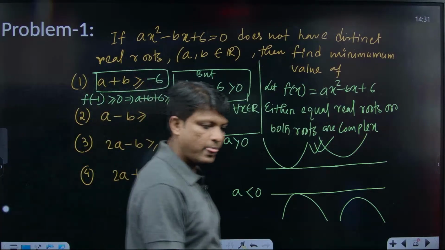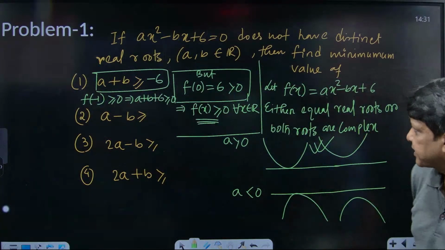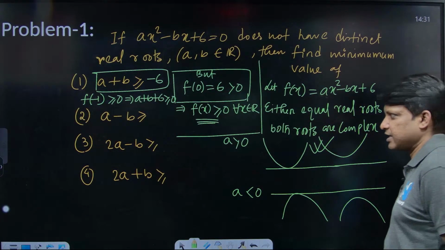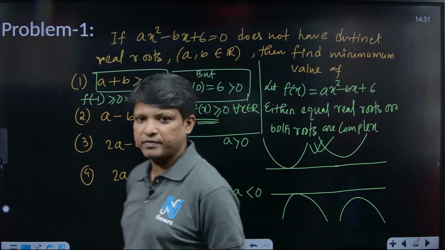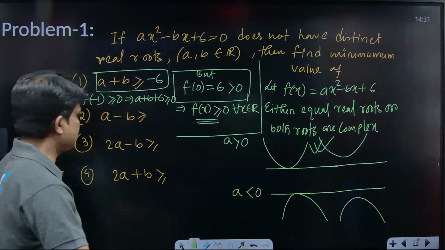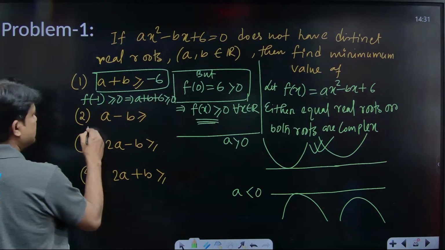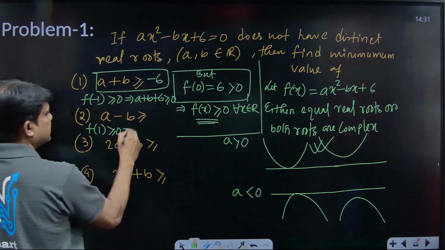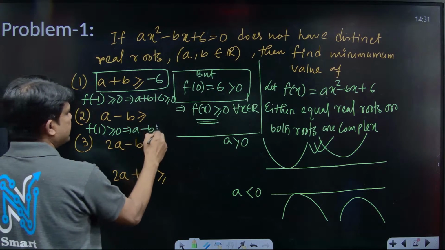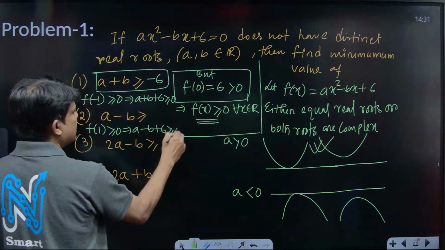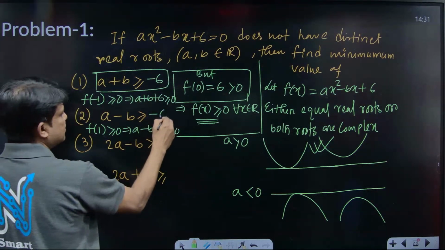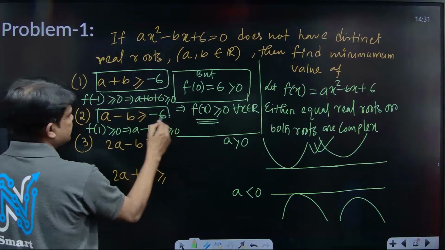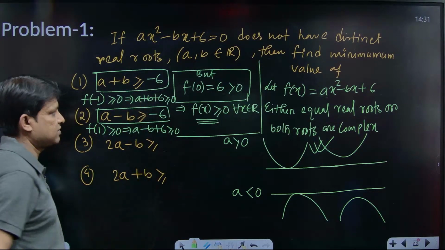Clear? Next, how will we get a minus b, its minimum value? If we put x equal to 1, this is also positive, so f of 1 is also positive. That means a minus b plus 6 is positive. That means a minus b, its minimum value, is minus 6.